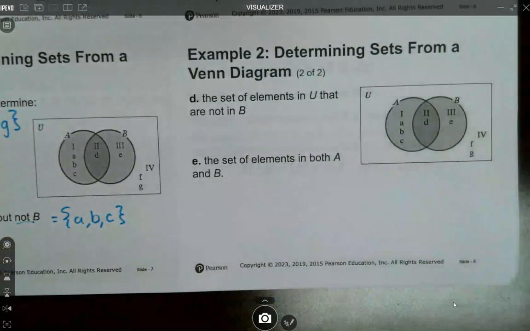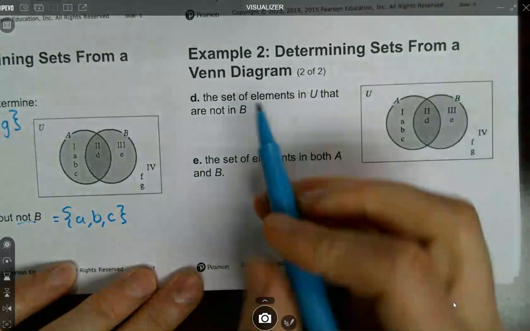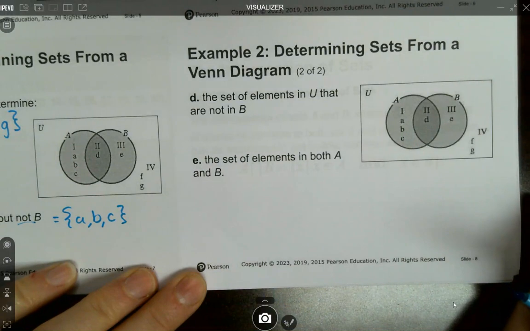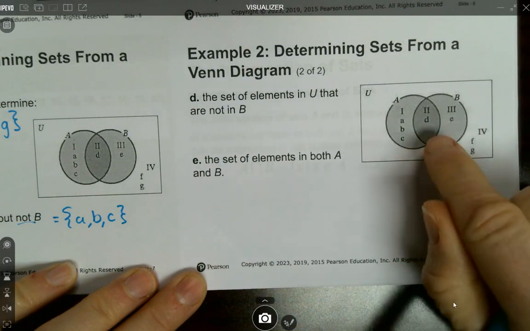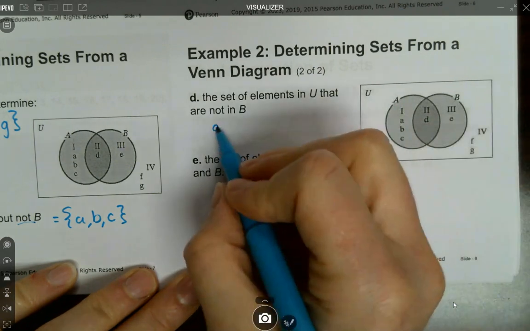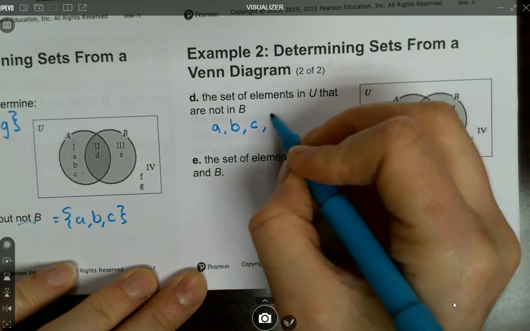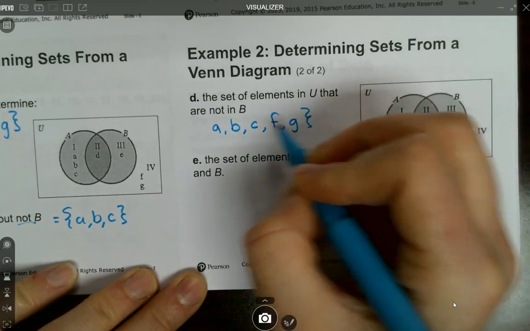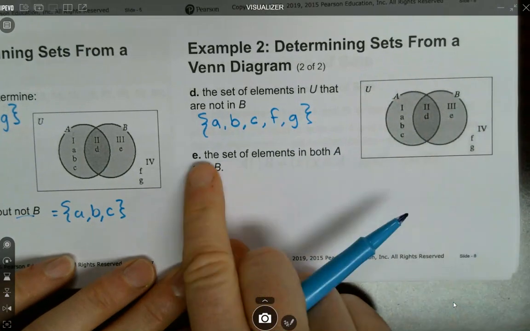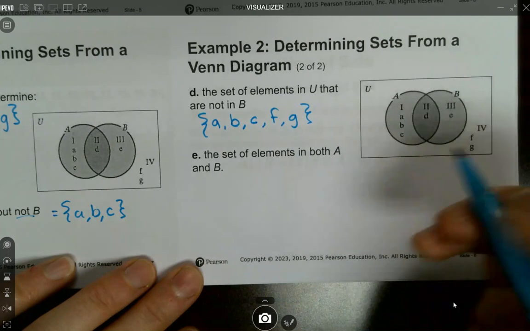Example 2, determining sets from a Venn diagram. Same thing, we are just doing two more problems with that. Sets of elements in U, so all of these elements, that are not in B. D and E are in B, so it's going to be everything else: A, B, C, and then F and G. E, the set of elements in both A and B. That's the overlapping part, so it's just D.